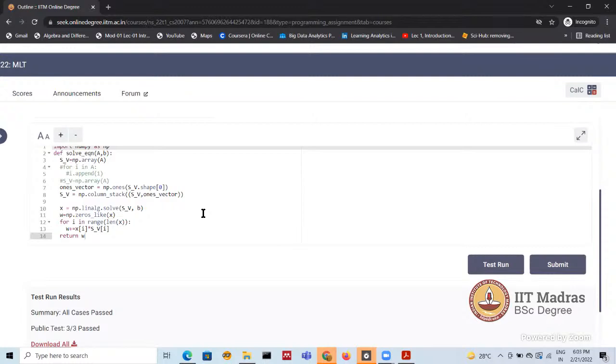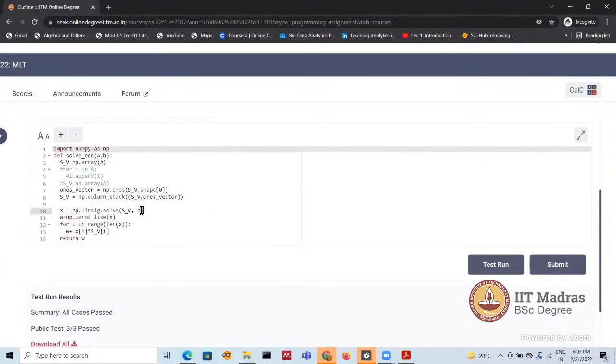One thing I am not getting in the question: the last number is the bias. Where are you using that bias? See, we have the equation W transpose X plus B, and for that we are using this bias. This B is your label, right? So you are taking a column stack with ones, putting one column that gives S_B.